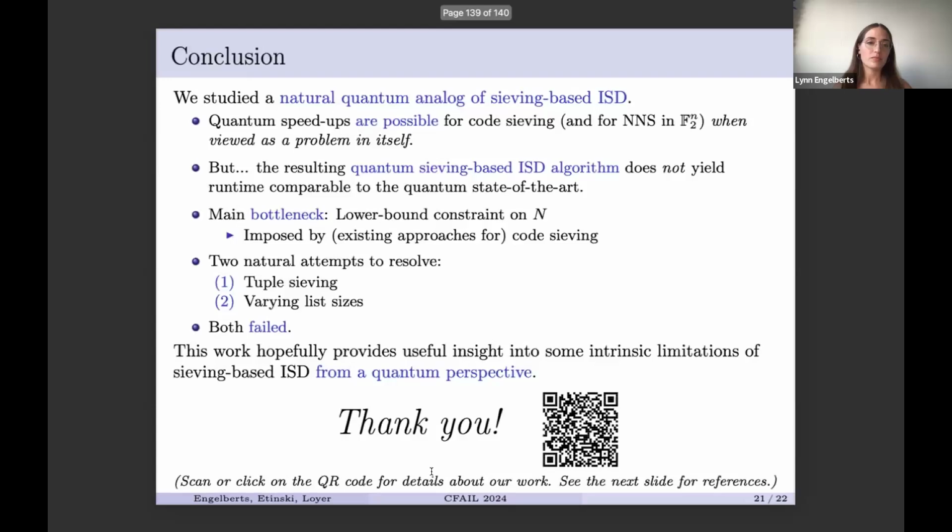So to conclude, we studied a natural quantum analog of sieving-based ISD, but the resulting quantum sieving-based ISD algorithm did not yield a runtime comparable to the quantum state of the art. I did mention that quantum speedups were possible for code sieving when we view it as a problem in itself, and I've not presented this here because this was not a failure. I hope that this work, or we hope that this work, provides some useful insight into the limitations of sieving-based ISD, at least from a quantum perspective, and we'd like to thank you for your attention.